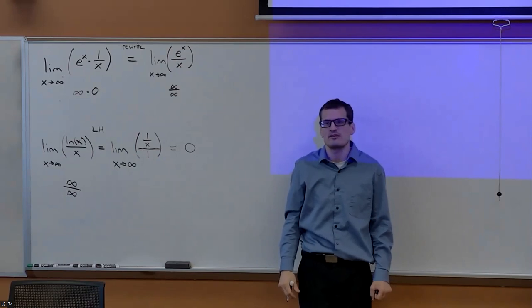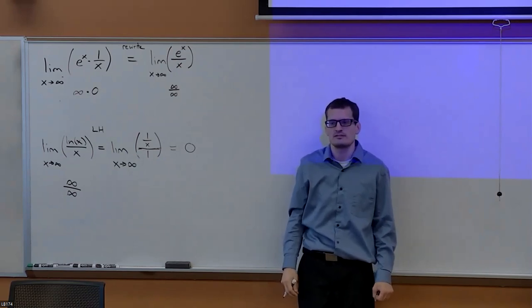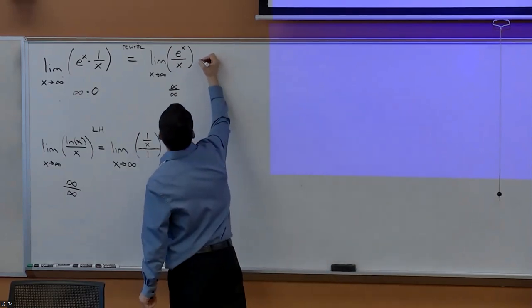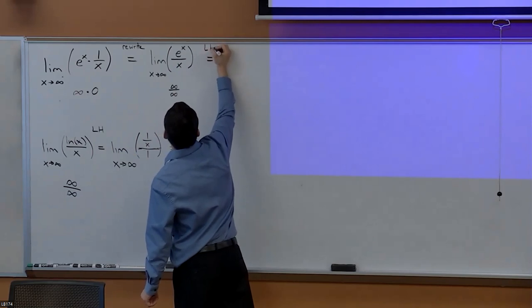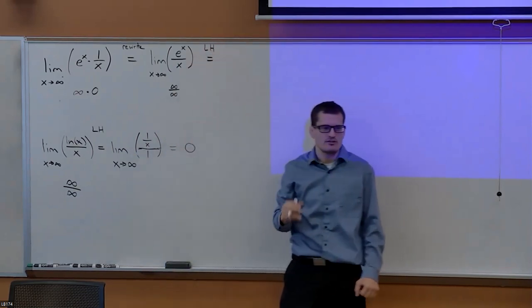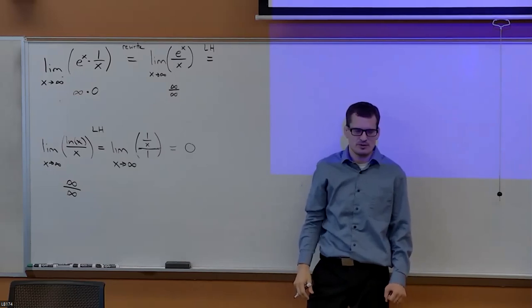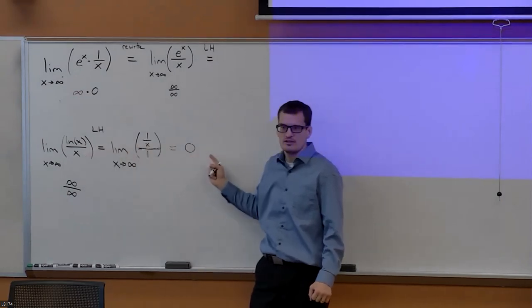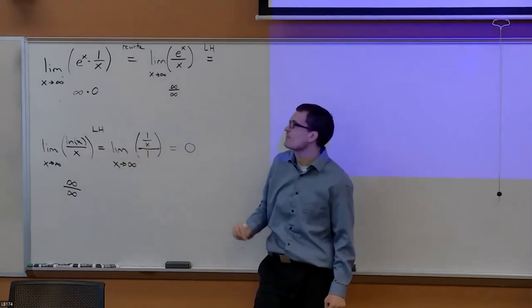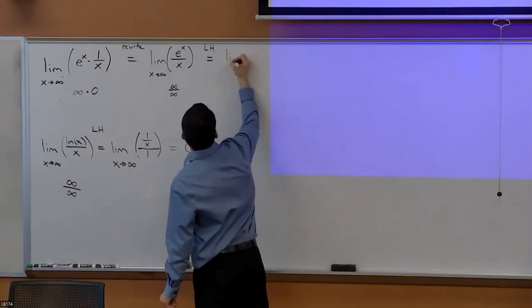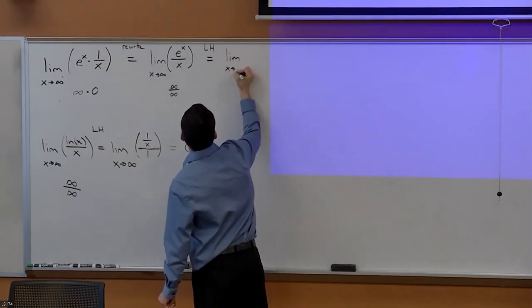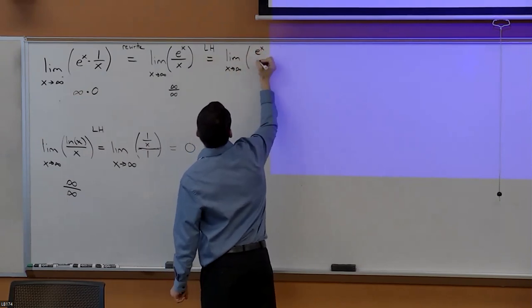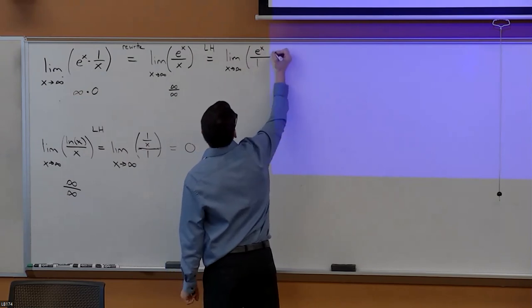By the way, which one of these has faster growth, e to the x or x? E to the x has faster growth, right? As x gets really, really big. I'll do L'Hopital's rule, but if you see the top has much faster growth, then you can skip right to the end. Or if you see the bottom has much faster growth, you can skip to the end. Here, we'll go through the algebraic steps though. So derivative of e to the x is just e to the x. Derivative of x is 1.